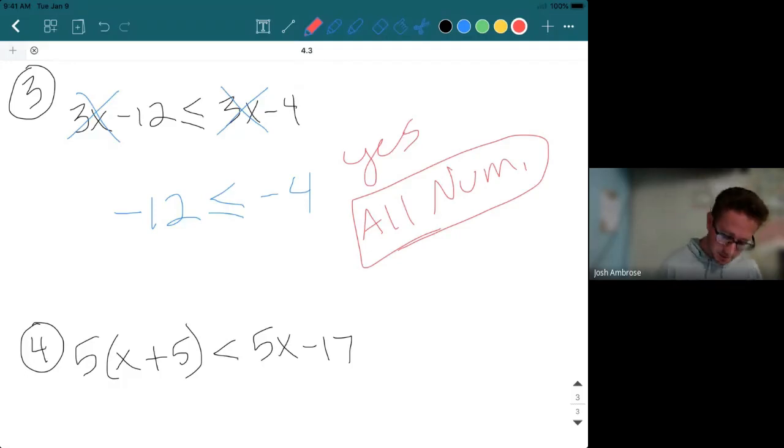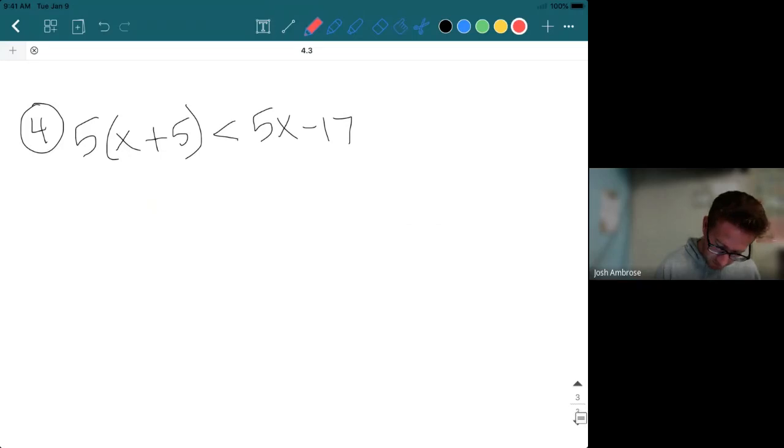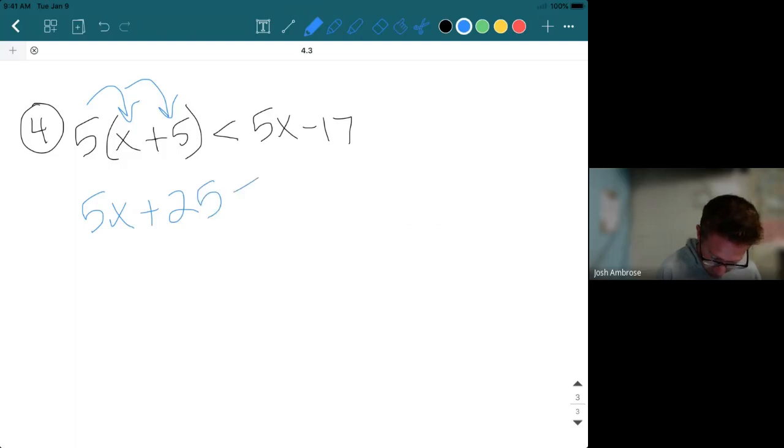Okay, so let's move on to number 4. Last example problem that we will be doing. First step, you see a number on the outside of parentheses, you distribute. For starters, it's not a fraction, so we don't have to worry about that. We can jump right into distributing this number. 5x plus 25 less than 5x minus 17.